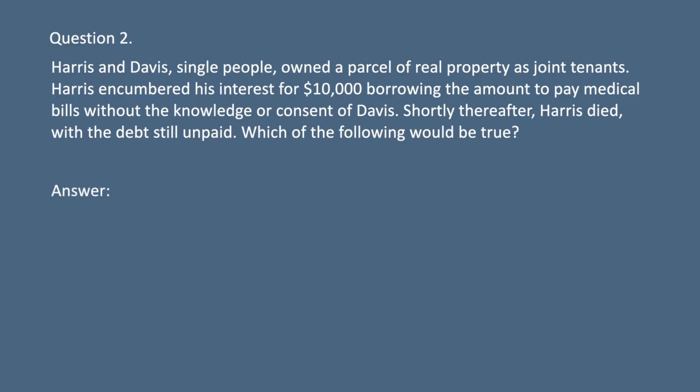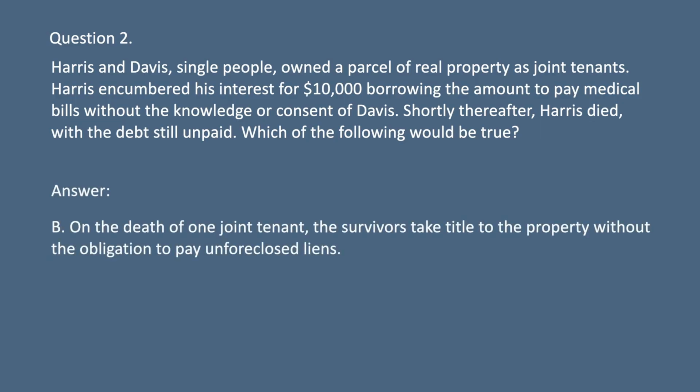Answer. B. On the death of one joint tenant, the survivors take title to the property without the obligation to pay on foreclosed liens.